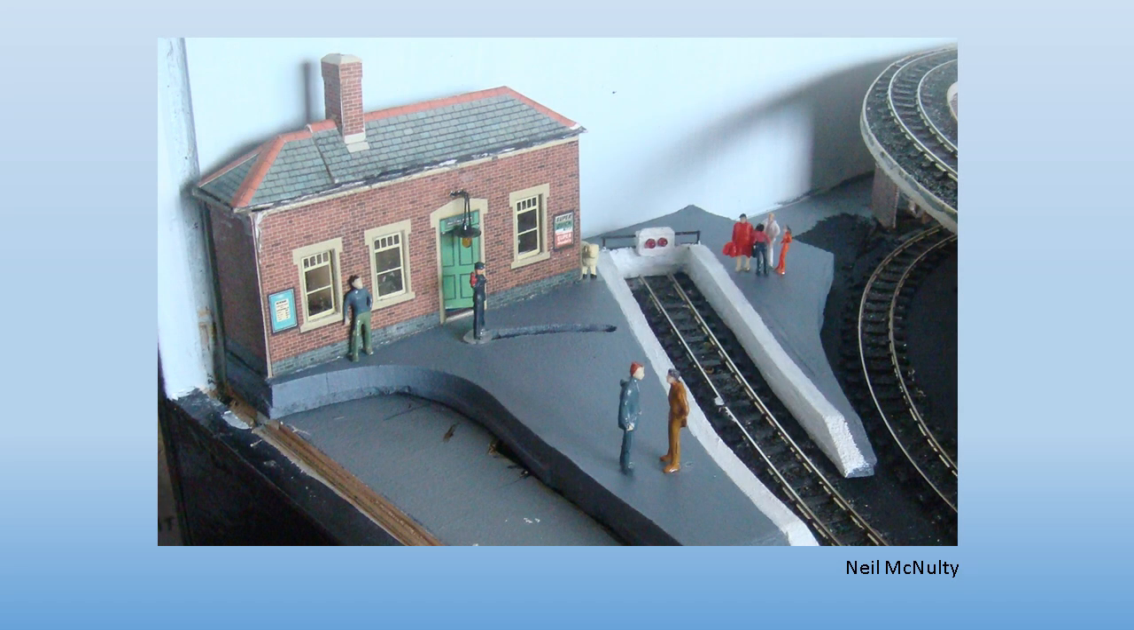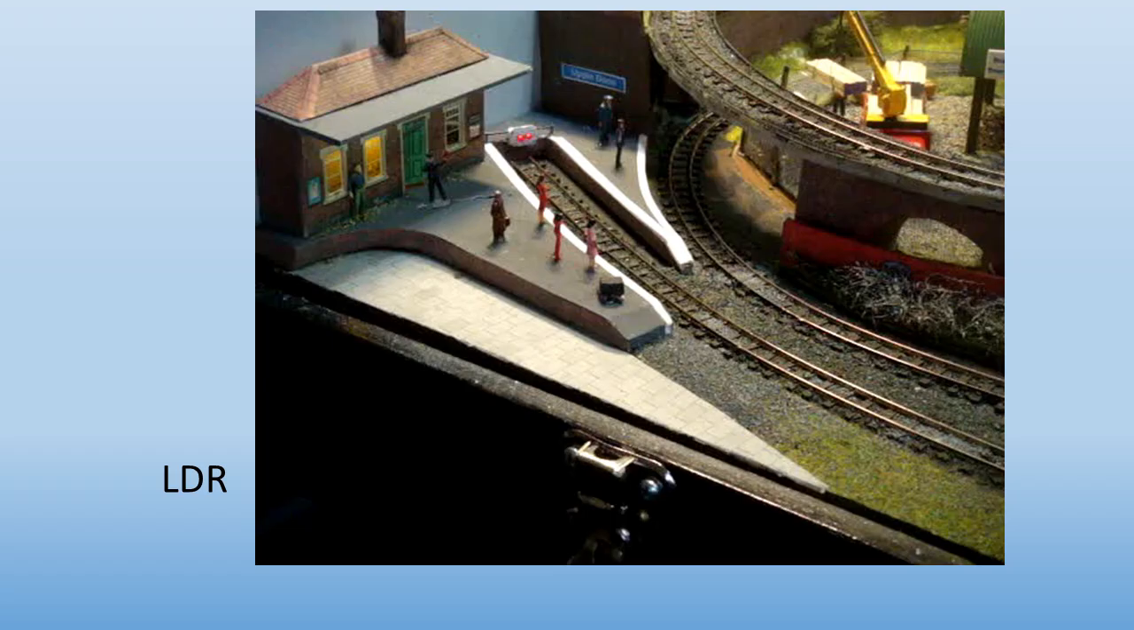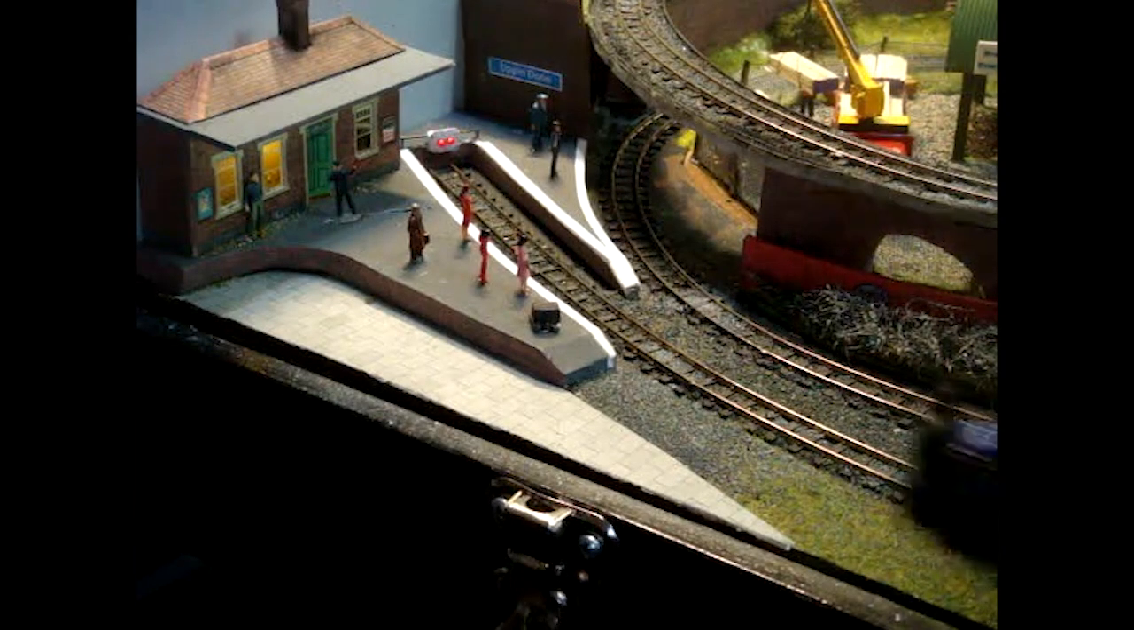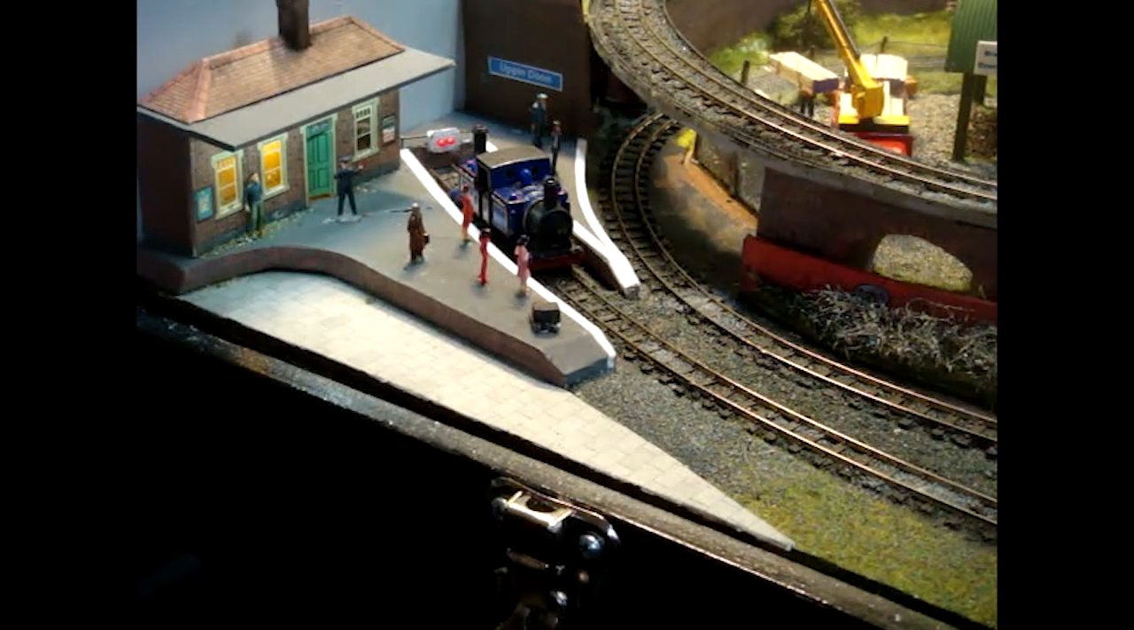On the other demo layout we have a small station, and when the train arrives it's detected, this time by a light dependent resistor embedded between the sleepers, and when that happens it brings on a light in the station and out comes the station master, as you can see here.